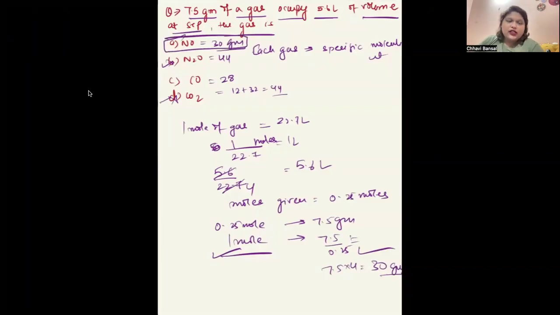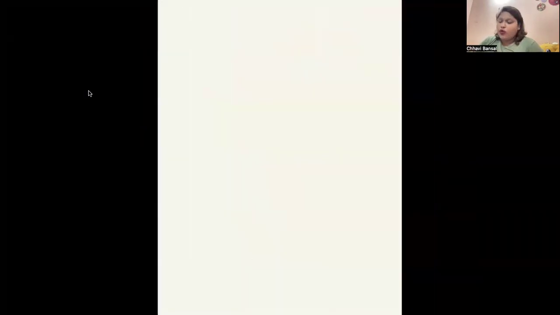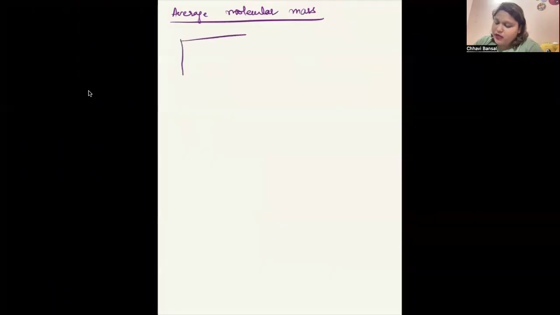Clear? Is it clear? These are not difficult, but interesting types of questions based on whatever we have done so far. Okay. Now, next, we are going to talk about a very small topic, which is average molecular mass. What is average molecular mass? For example, there is a container and there are 4 types of gases present: A, B, C, and D, right? So the number of moles of A is Na and molecular mass is Ma. Same for B.